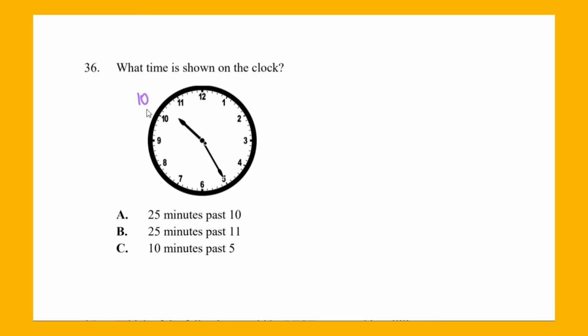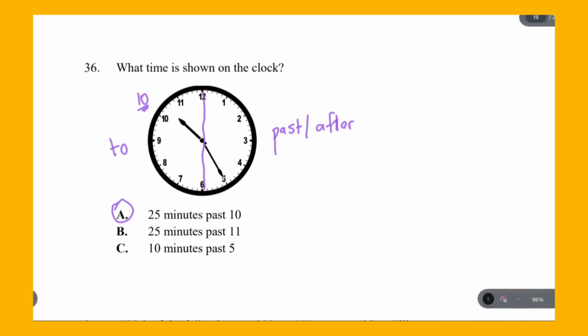So, the hour is 10, and the minute hand is on the past or after side. So remember, we have past or after on the right side, and then we have to on the left side of the clock. So the time must be past or after. So let us see how many minutes passed. 5, 10, 15, 20, 25 minutes past 10. Good. So our answer is A.